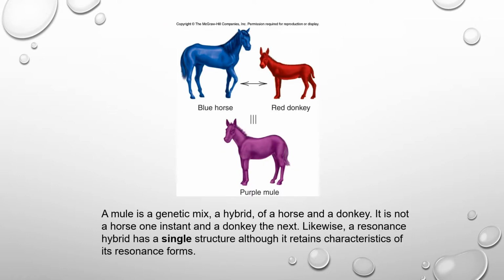As a quick analogy for resonance, we can look at the creation of a mule. A mule is a genetic mix, or a hybrid, of a horse and a donkey. If I mix a blue horse and a red donkey, I will get a purple mule. It is not a horse at one instance and a donkey at the next. It is a mix of the two, and it is permanent. Likewise, a resonance hybrid has a single structure, although it retains characteristics of its resonance forms.